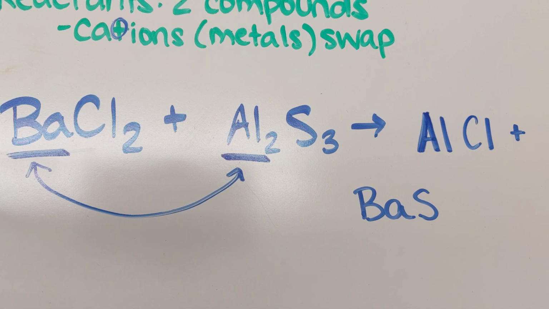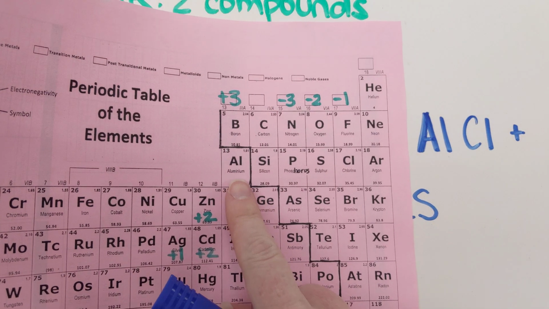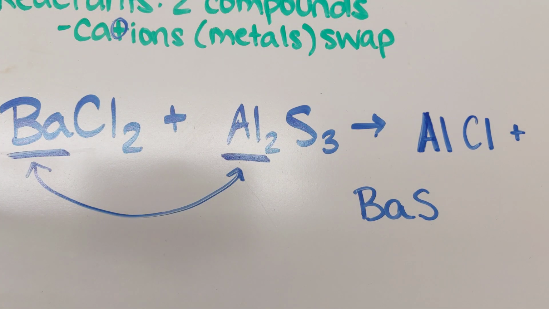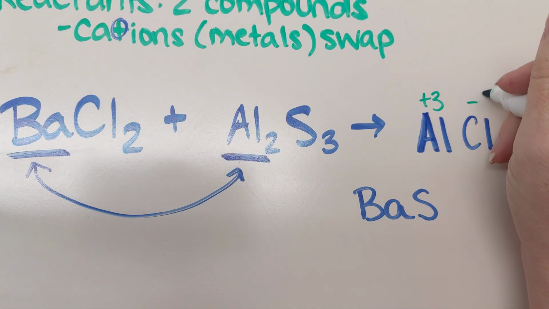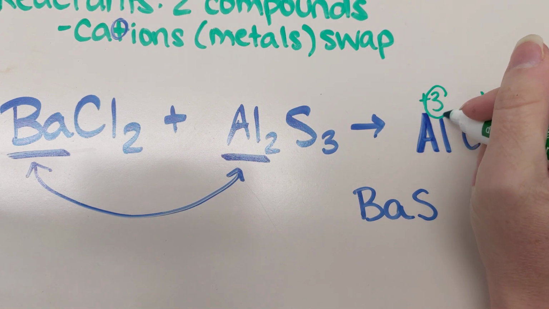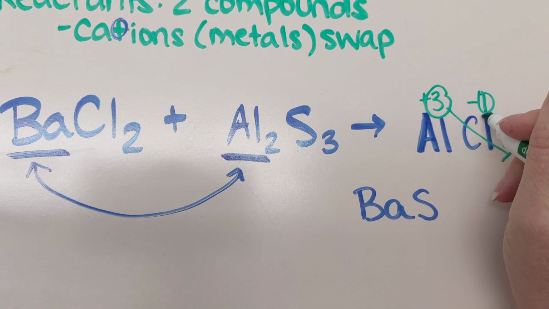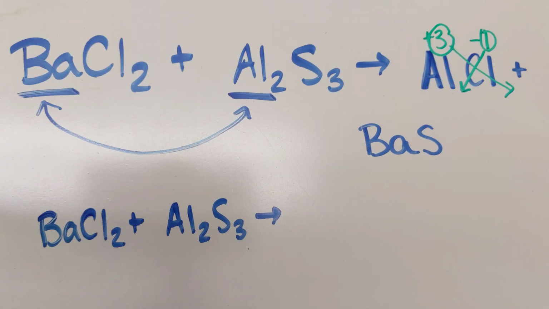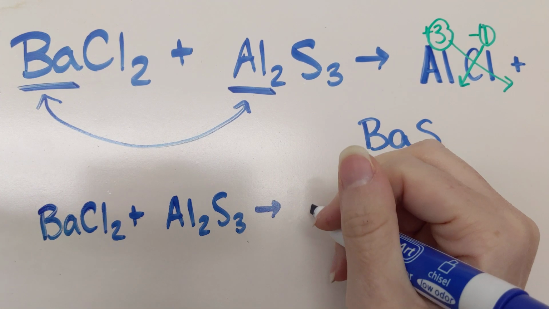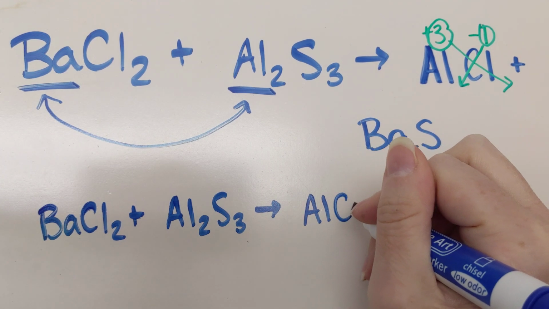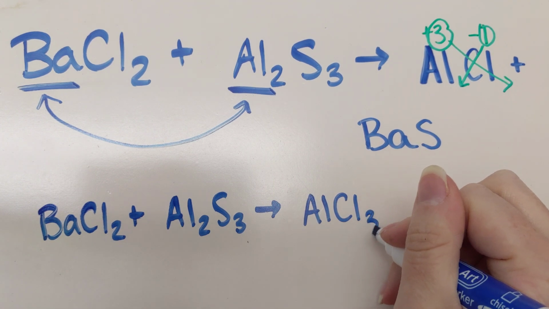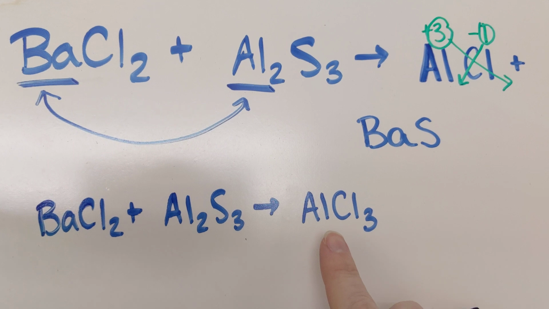So I pull out my periodic table to find the charges. I find that aluminum has a positive 3 charge. Chlorine has a negative 1 charge. So I'm going to crisscross, remember, just the numbers, not the sign. So what I get is aluminum gets a 1 from chlorine, and we don't write ones. And then chlorine gets a 3 from aluminum. So remember, I don't put any positives or negatives here. In the end, I just bring the numbers down, and I don't write ones.